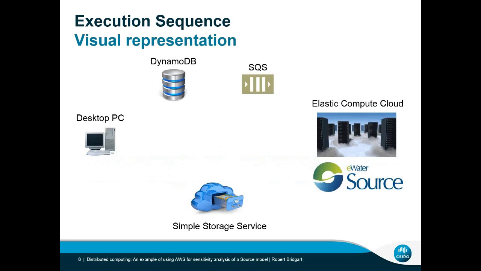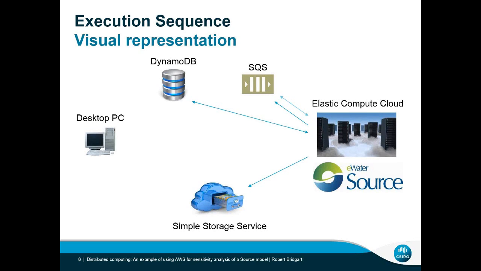This is a pictorial representation of what was actually happening when we ran this. Launching from our desktop computer, we populated a database with all of the 20,000 parameter sets that had been derived in a pre-processing step. We populated a queue service with a unique key which matched to those parameter sets, and we started up all the VMs, which themselves started up Source, which loaded the Source models and got them in a ready state to accept parameter sets for running.